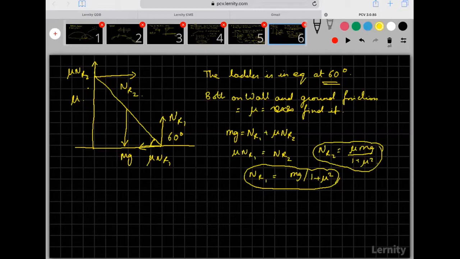Once you get it, because it's in equilibrium, I can assume that it is in equilibrium about this point. So if I take equilibrium about that point, I can work it out. So you please try to work it out. I will help you in case you are having difficulty.